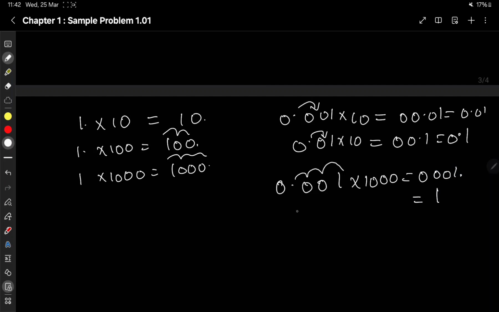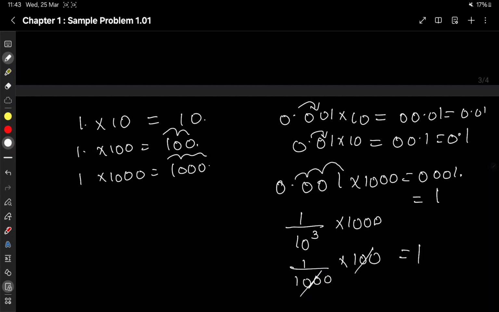In another way I can do it: see this 0.001, how can I write it? I can write it as 1 by 10 to the power 3, right, into 1000, or 1 by 1000 into 1000. So both will cancel and I will get 1. So there are multiple ways to solve the problem. There is not only one mathematical method, and you can't say this mathematical method is right and that mathematical method is wrong. As long as a method works, that method is right.